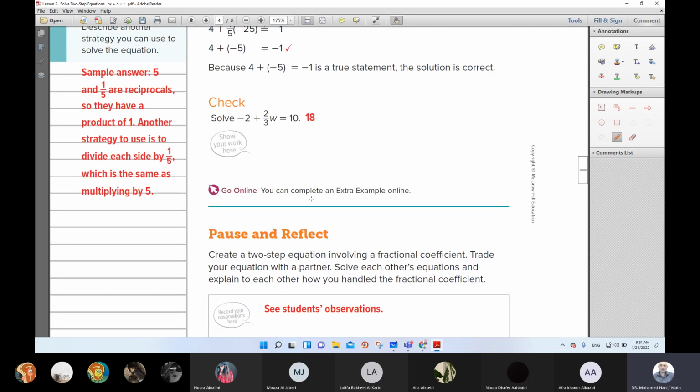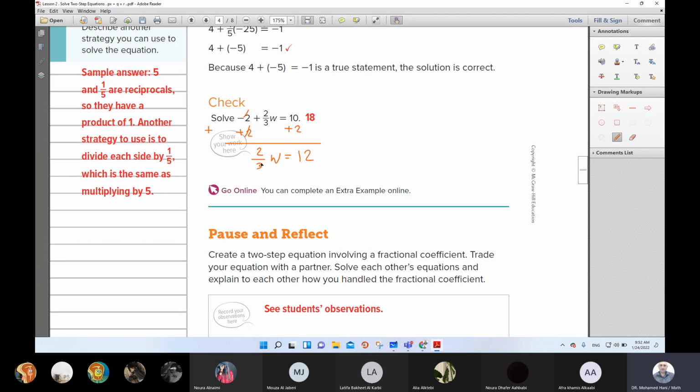In this example, solve -2 plus 2 over 3w equal 10. As you see, the coefficient is a fraction here. So we want to remove the constant. So add the inverse of -2 to the two sides of this equation. What is the inverse of -2? It will be +2. So add 2 here and add 2 here. -2 plus 2 will be 0, remains here 2 over 3 w equal 10 plus 2 will be 12.